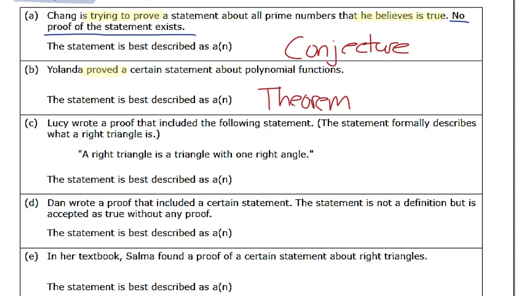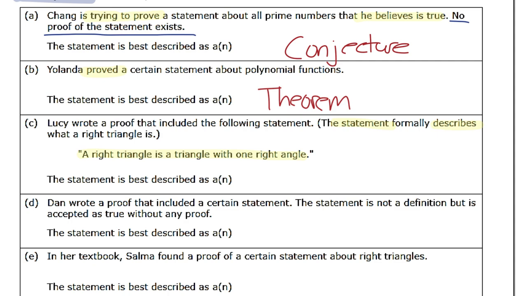Now let's read the next one. Lucy wrote a proof that included the following statement. We're not really looking too much at this word yet. The statement formally describes what a right triangle is: a right triangle is a triangle with one right angle. So what is this statement? If you think about it, a definition is a meaning given to a term which describes what the term is. So remember, this would be a definition.